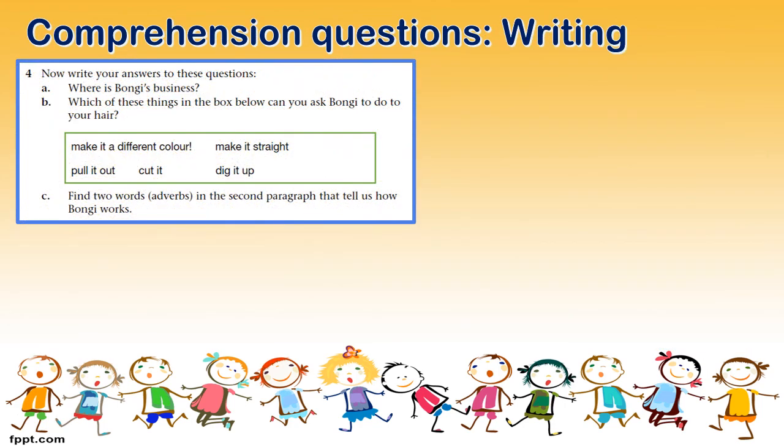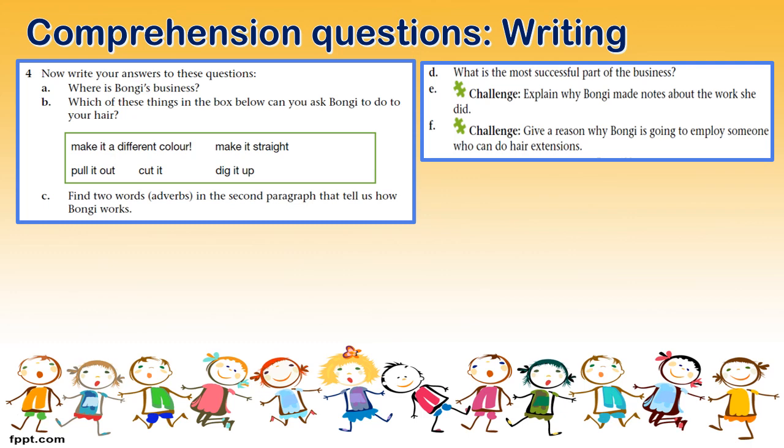Okay, so what I want you to do now is you are going to open your English workbook to do these comprehension questions, and you're going to do them in writing. The questions are only 6 questions. A, where is Bongi's business? I want you to answer it in full sentences. I'm going to show you now how I want you to do it, because maybe you've forgotten how we did it in class. Then it's going to be B, which of these things in the box below can you ask Bongi to do to your hair? And there you're just going to pick the things and you're going to write them down. You don't need to write a full sentence there.